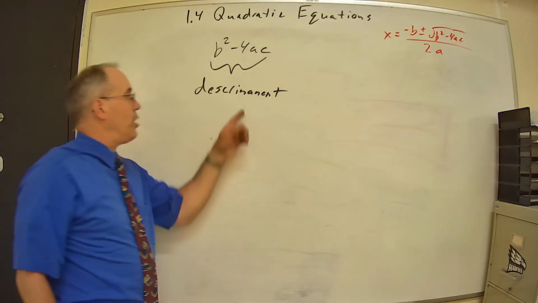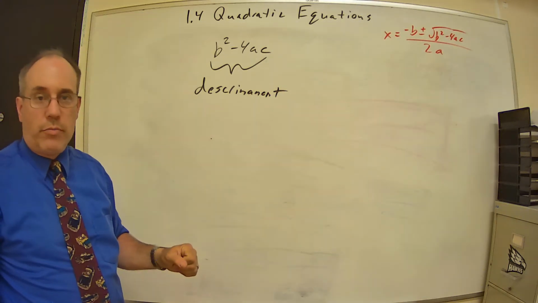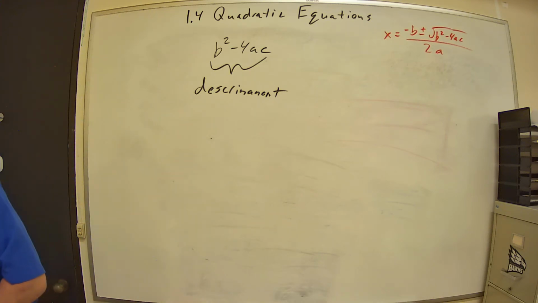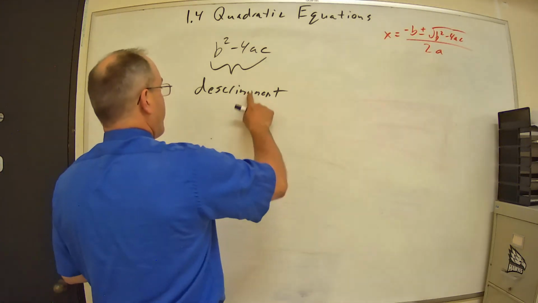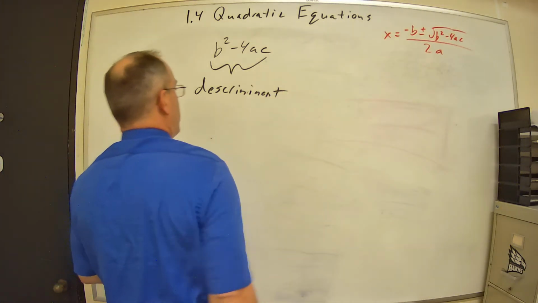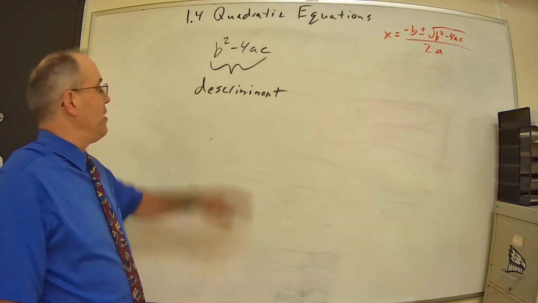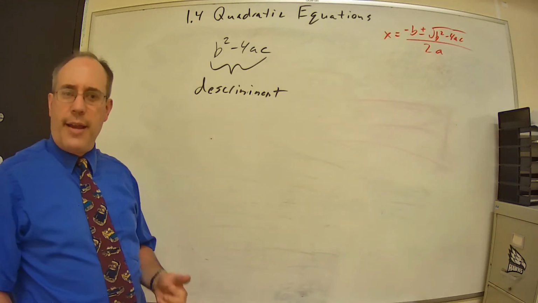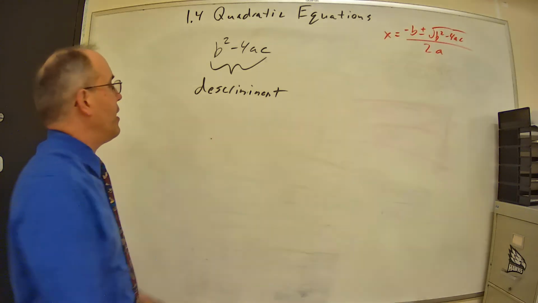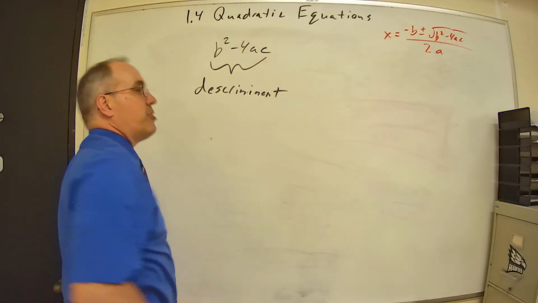And I take no blame if I spelled discriminant wrong. I will look to see if I have it written down here so I can cheat. Discriminant. There we go. I'm a math teacher, not an English teacher. I don't have to spell things correctly. Okay? So that's known as the discriminant.